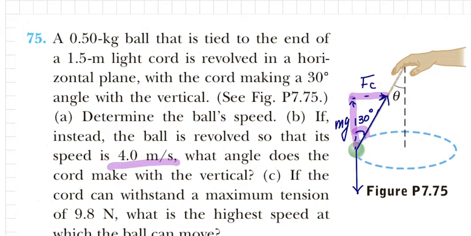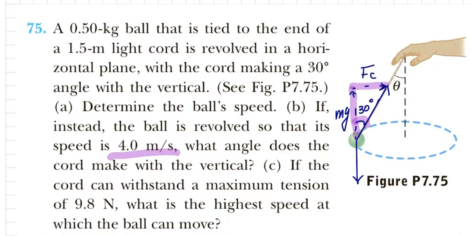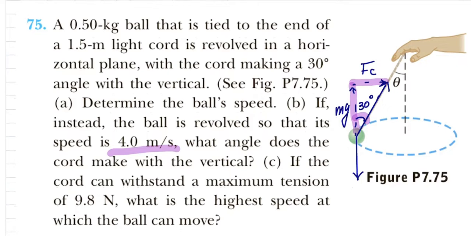If the cord is withstanding a maximum tension of 9.8 newtons, what is the highest speed at which the ball can move? So realize again that your force of tension is responsible for two things. It's responsible for supporting your force of gravity, and the other part of it is going to be providing the centripetal force. Any more than that, and it's going to break. Now, the thing that doesn't vary is the fact that you have to support mg, and mg is going to be 0.5 times 9.8. You cannot go around it.